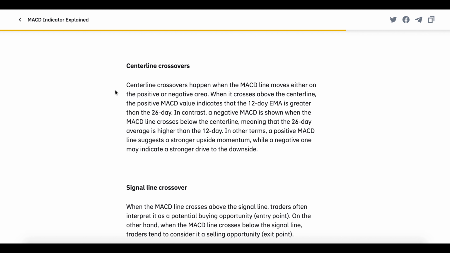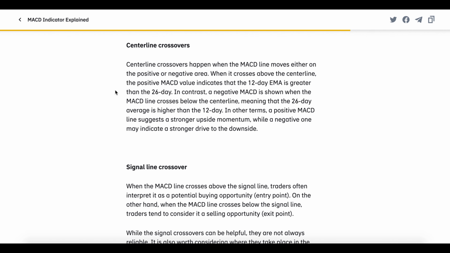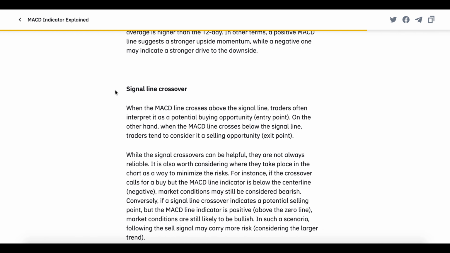When it crosses above the center line, the positive MACD value indicates that the 12-day EMA is greater than the 26-day. In contrast, a negative MACD is shown when the MACD line crosses below the center line, meaning that the 26-day average is higher than the 12-day. In other terms, a positive MACD line suggests a stronger upside momentum, while a negative one may indicate a stronger drive to the downside. Signal line crossover.